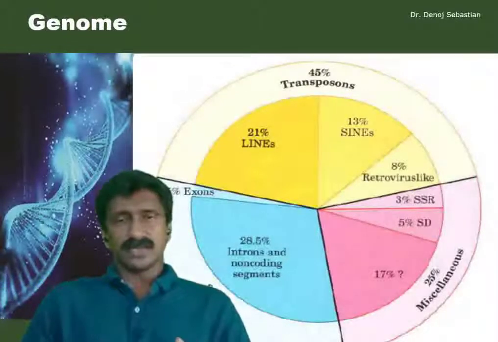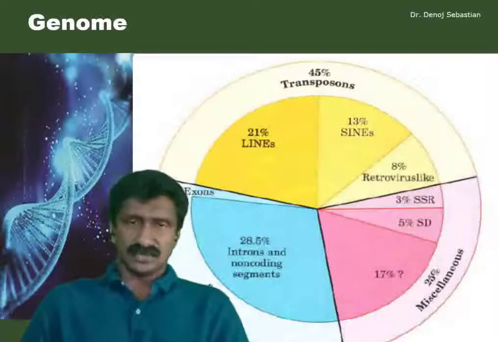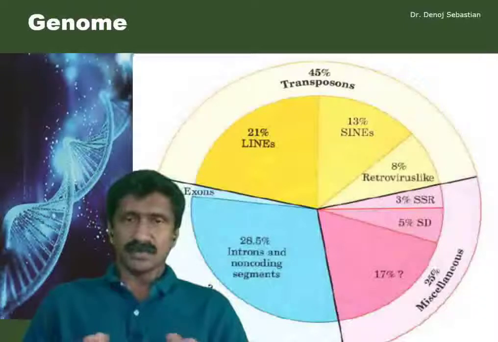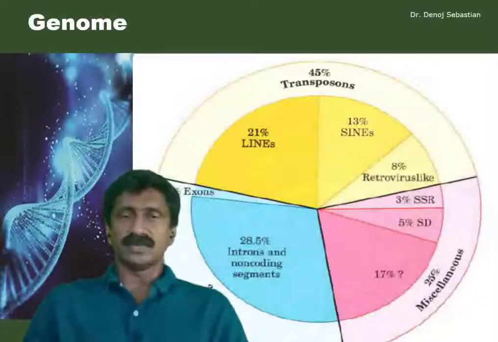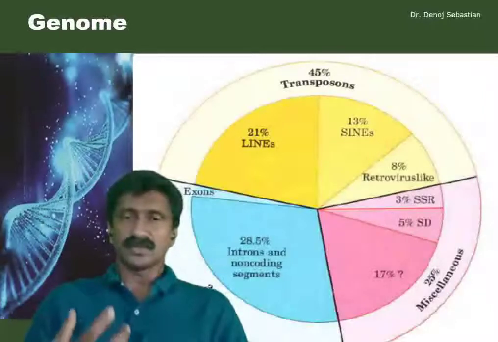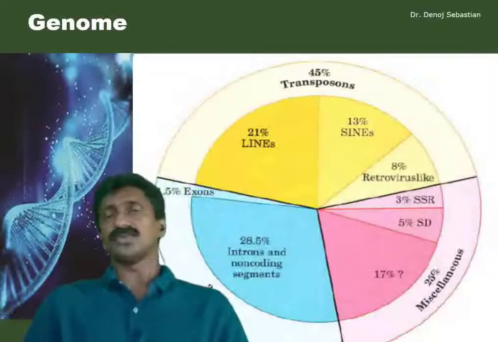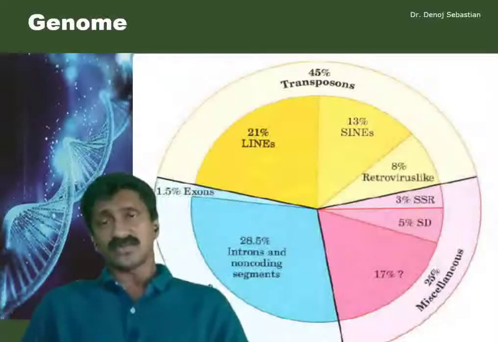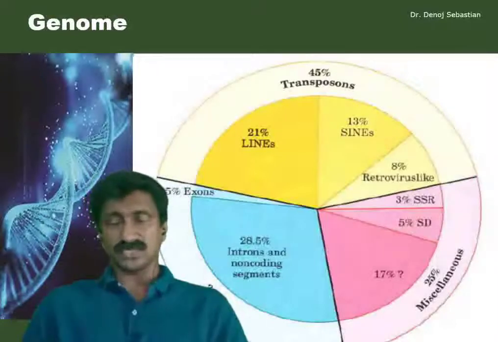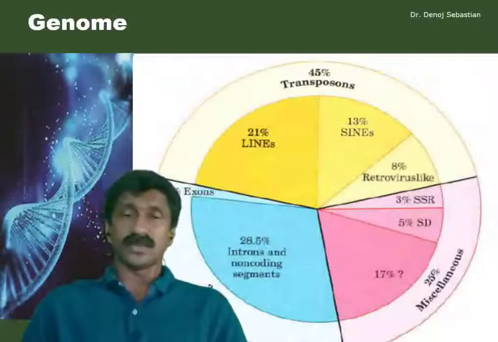The satellite DNA, which is also marked as SD in the diagram, these are short sequences which are not capable of any transposition, and are often found in the centromeric regions. They are repetitive nucleotides present in the centromeric regions, and they don't have the ability to transpose. So these are all different categories of the DNA or genetic content that contribute to a major share of a eukaryotic genome.